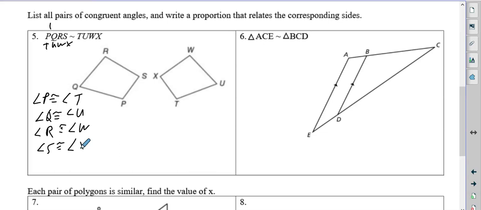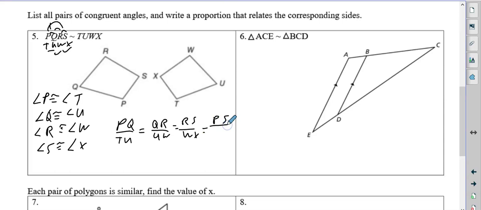And now the sides, PQ and TU. The same way, QR and UW. And then RS and WX. And then just front to back, PS or SP, doesn't matter, and TX.